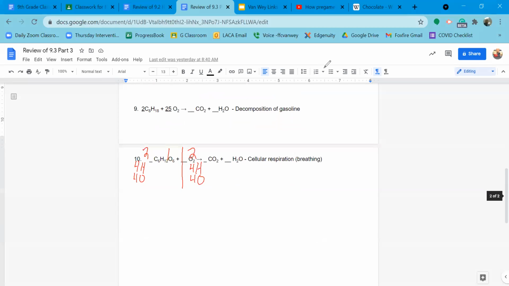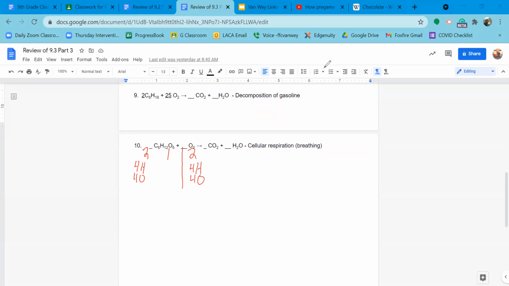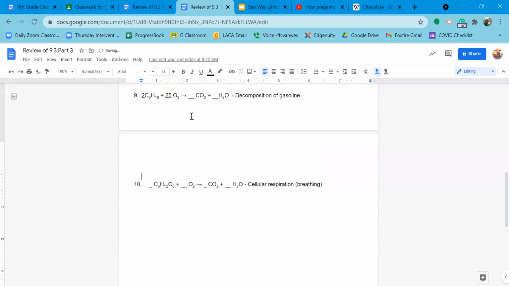Okay, we'll scroll down a little bit here. So I've got room. Okay, we're going to do the decomposition of gasoline. And actually, I'm going to make some space in the document here so I can see what I'm doing. All right, decomposition of gasoline.